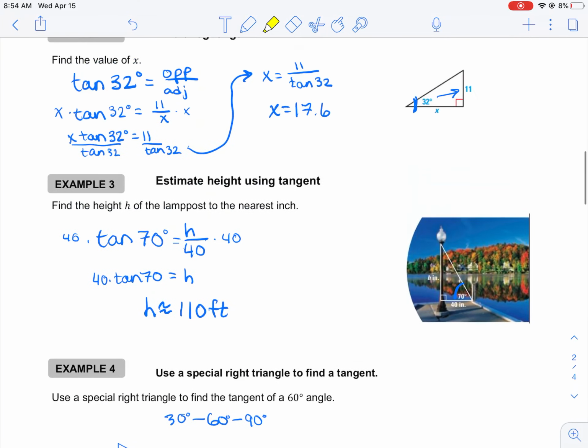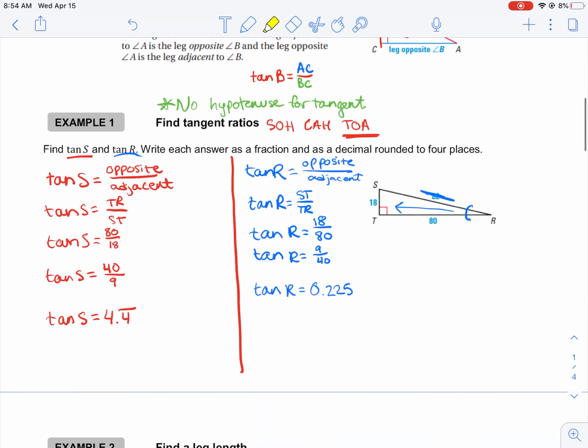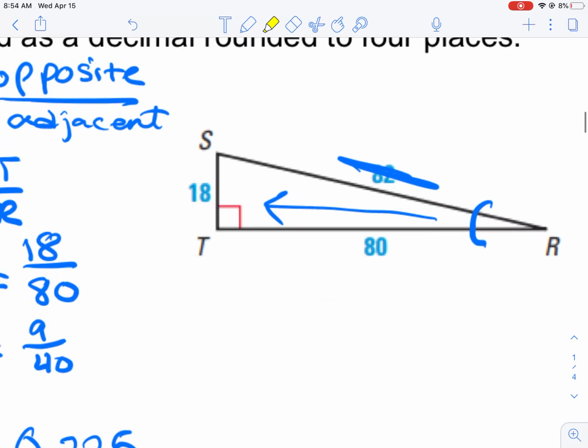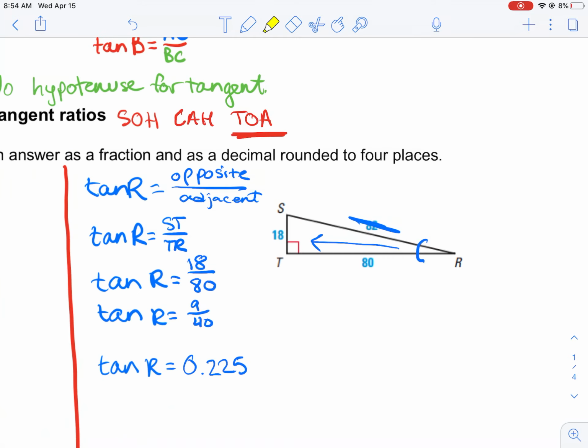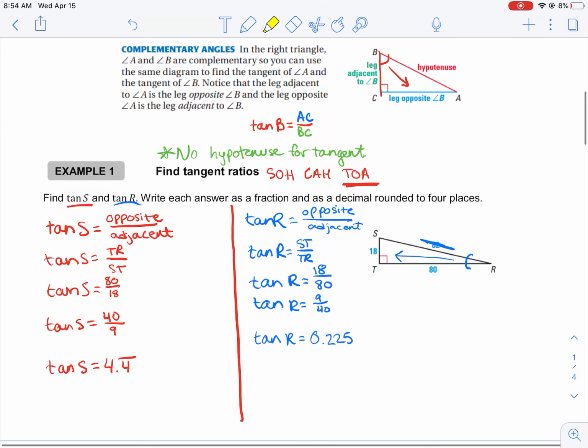So that's how you're going to use the tangent ratio. Like I said, it's always opposite over adjacent, and you do not use the hypotenuse. So if a problem gives you the hypotenuse, just cross it off. If you're only using tangent, you do not need the hypotenuse.